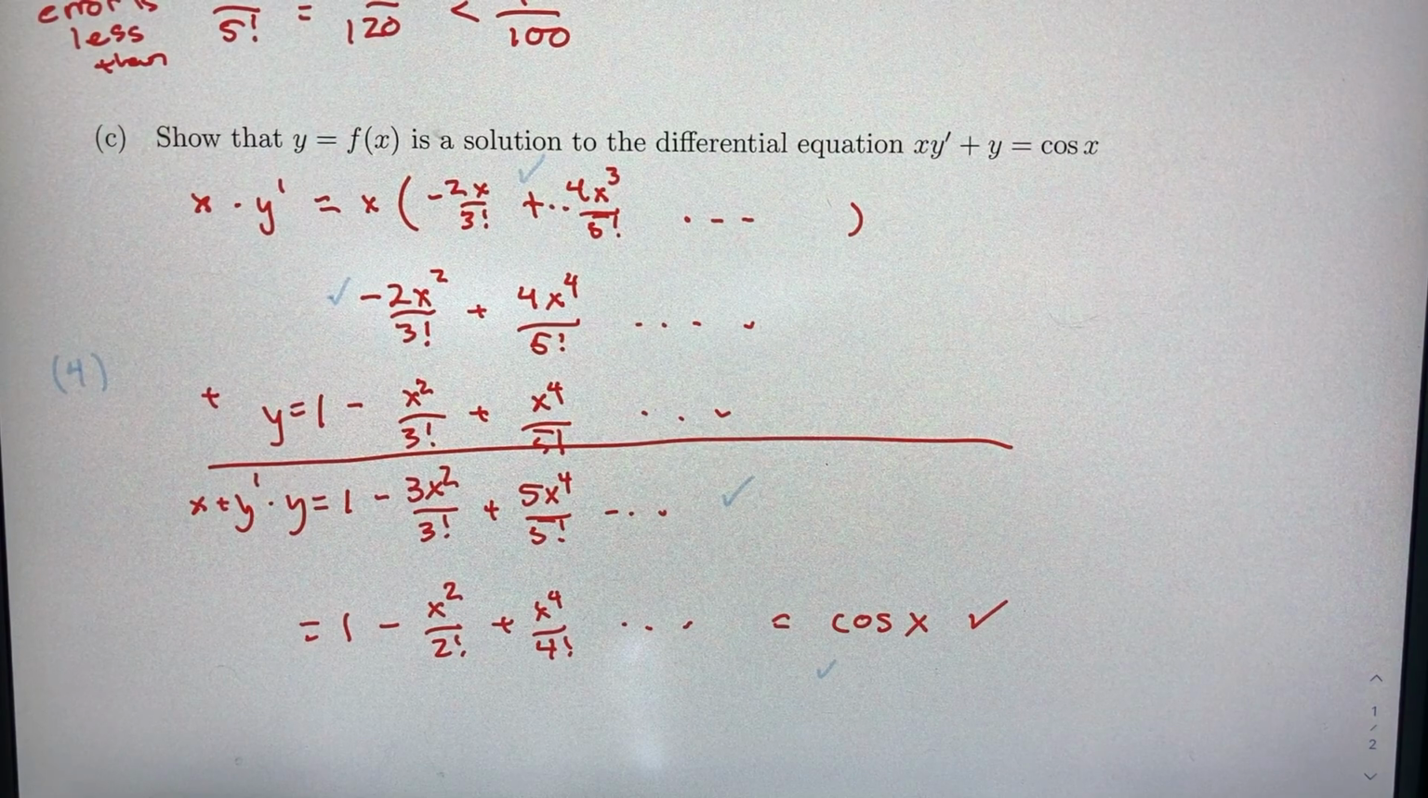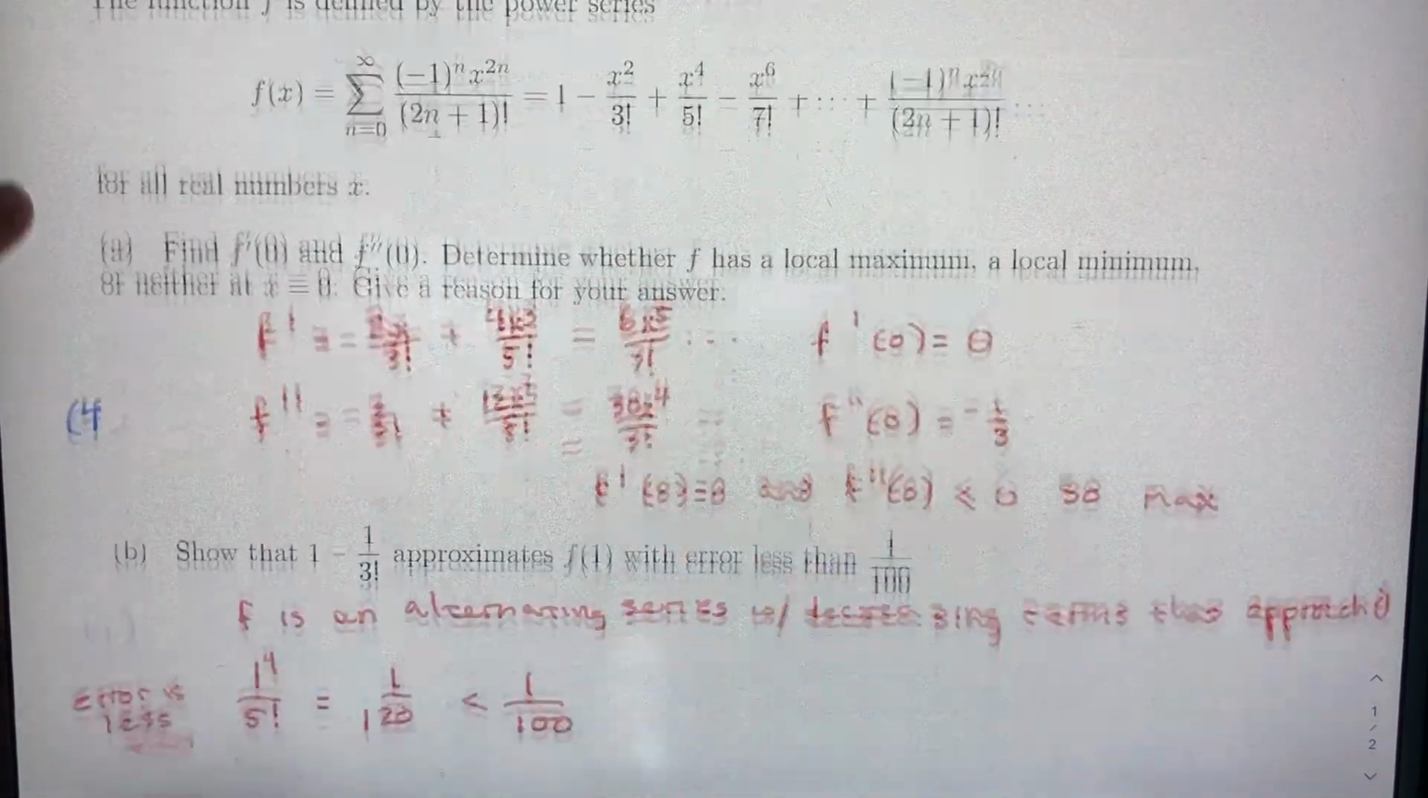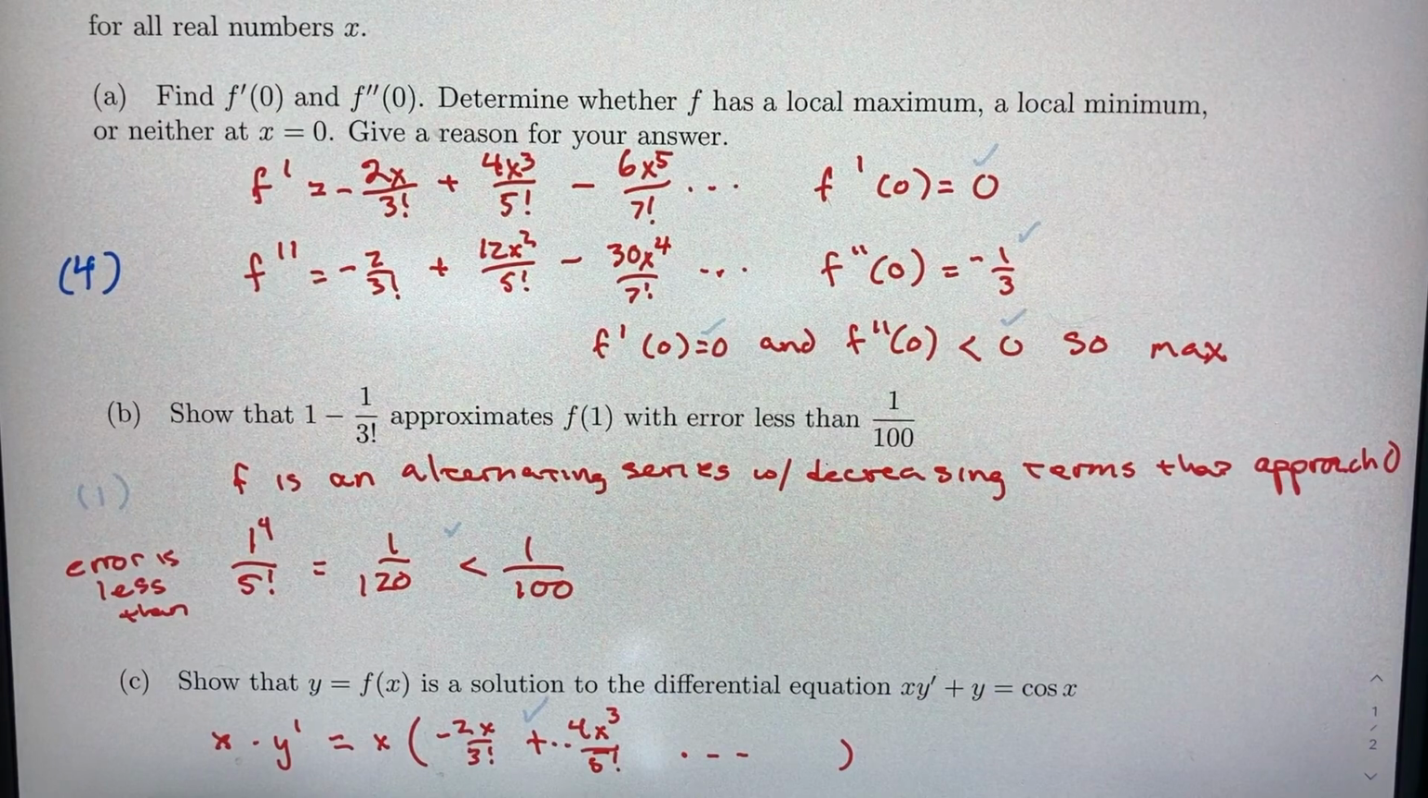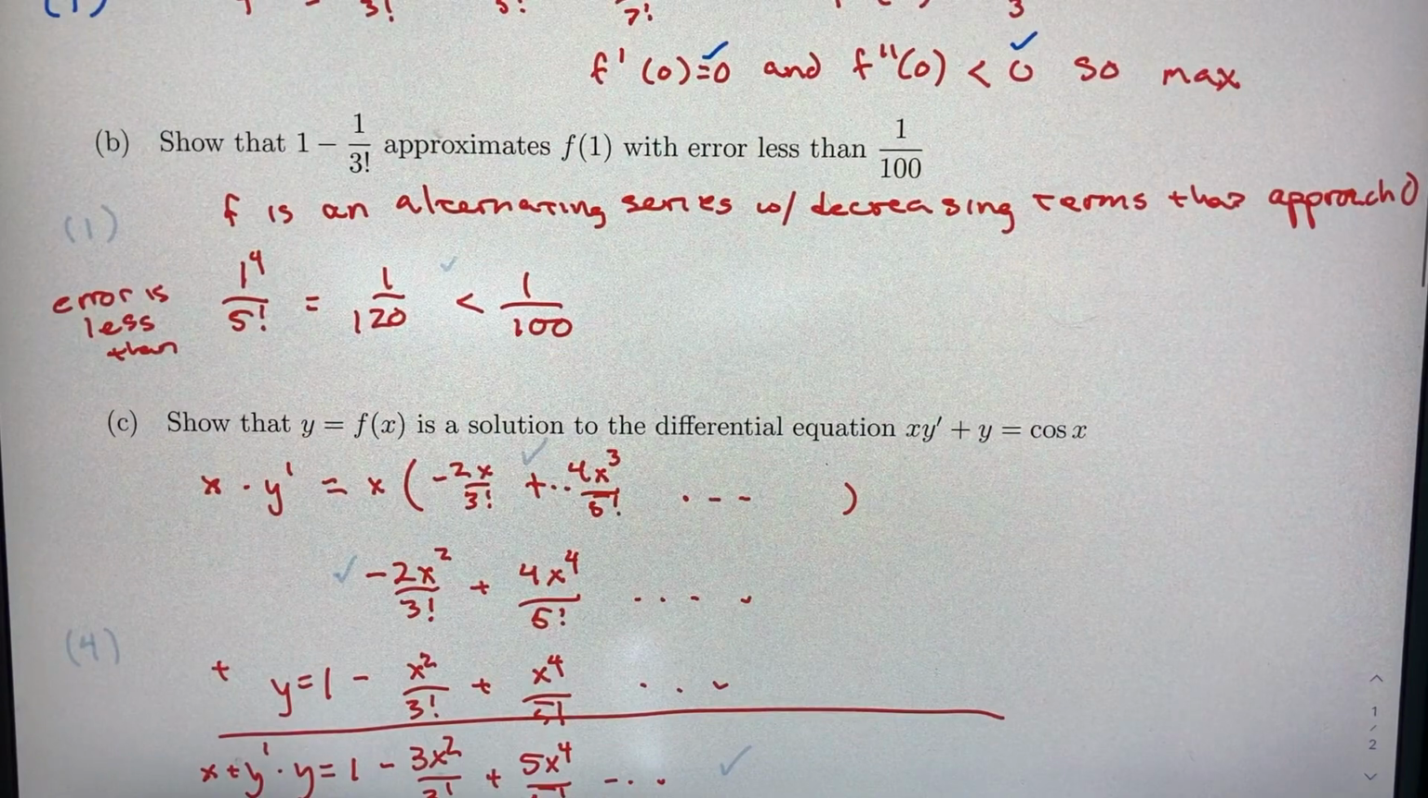Okay, point values. 4 points for this: 1 for f prime of 0, 1 for f double prime of 0, 1 for the critical point answer, and 1 for it's a max because of the second derivative test. This is 1 point for the error bound, alternating series.